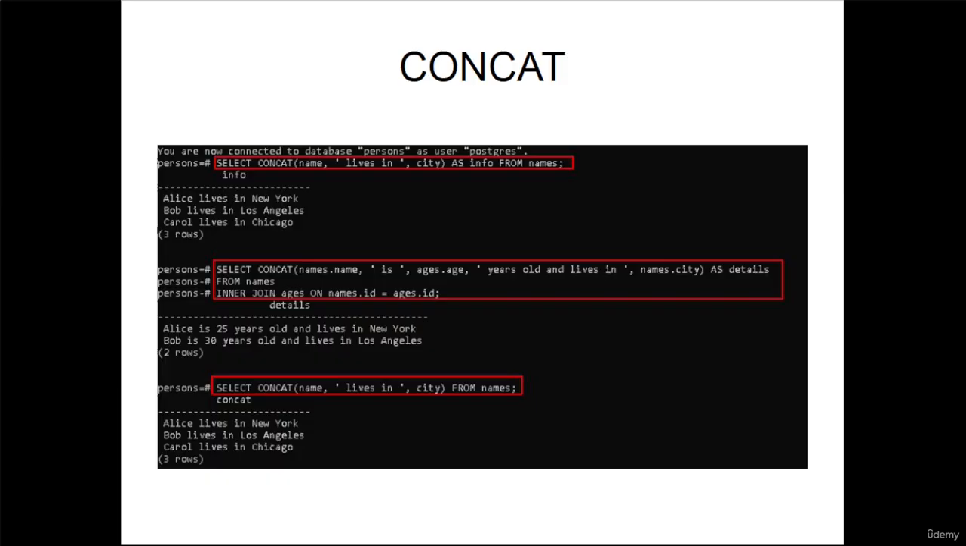Good that I mentioned numbers. With concat, numbers are also considered to be text. So, if you want to change lives in into lives 5 years in, you have to enclose that entire line in quotes, including the numbers and spaces.